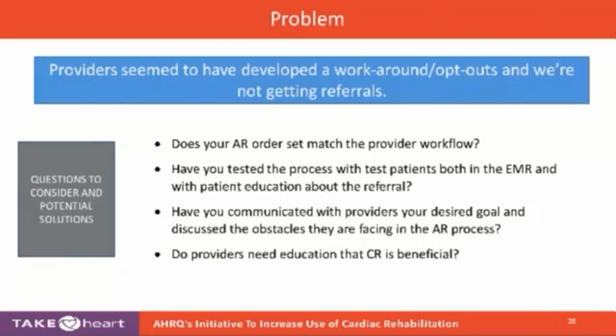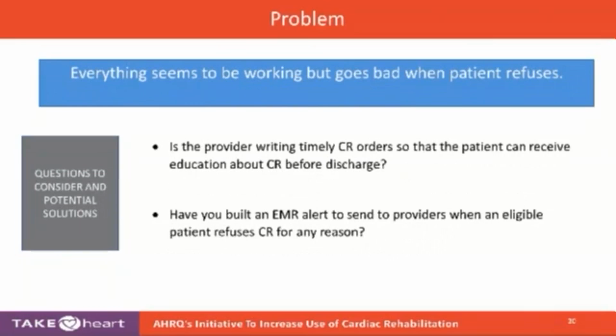All right, thanks very much. Let's just go to this last problem. I'm sensitive to the time. Everything seems to be working, but the patient's referred and they just don't come.